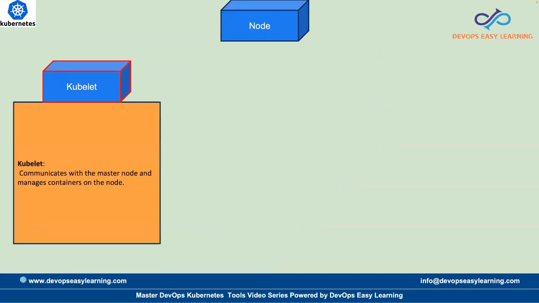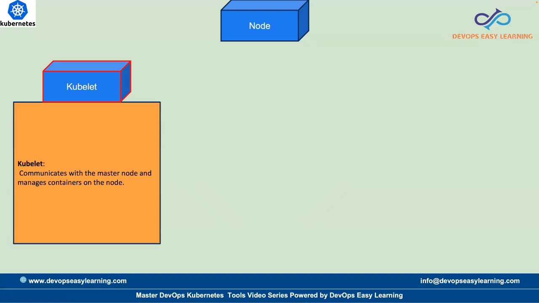The first important element that we have inside the node is called kubelet, right? Kubelet is one of the main elements in the node. Kubelet communicates with the master node and manages containers on the node. It is the element that manages the containers inside the node and informs the control plane. Kubelet is an agent that runs inside every single node, and that agent is there to make sure that it manages containers and updates the control plane.